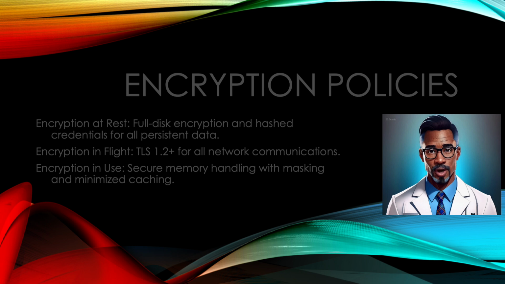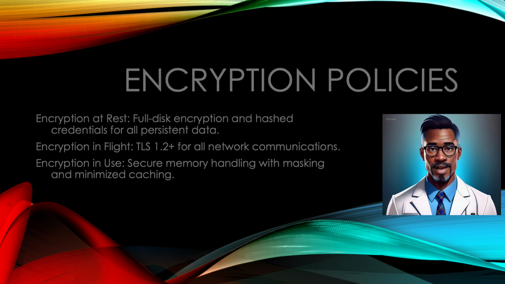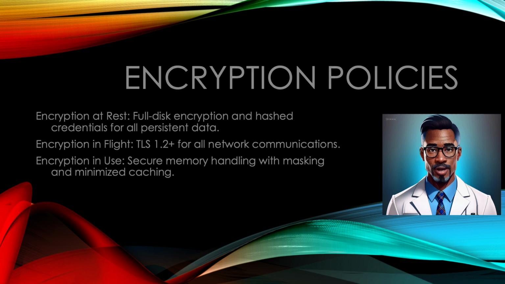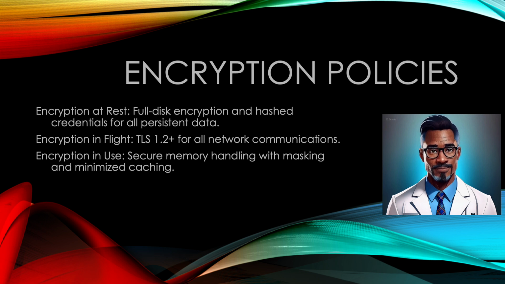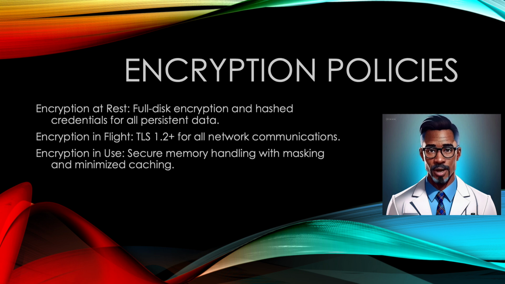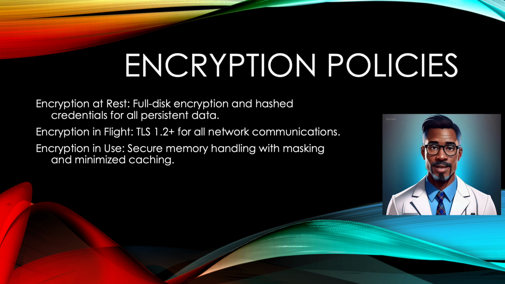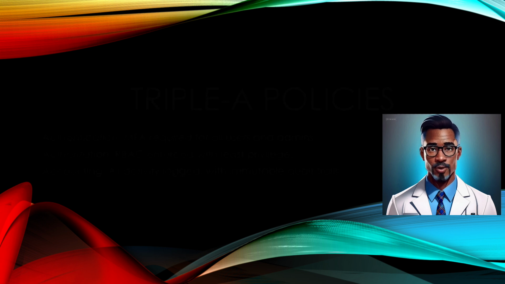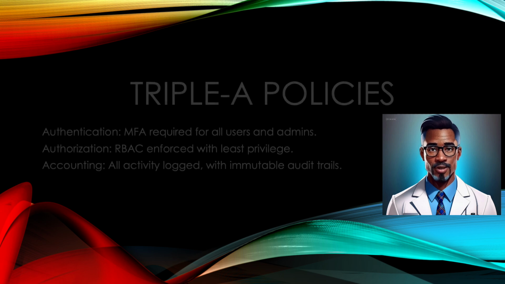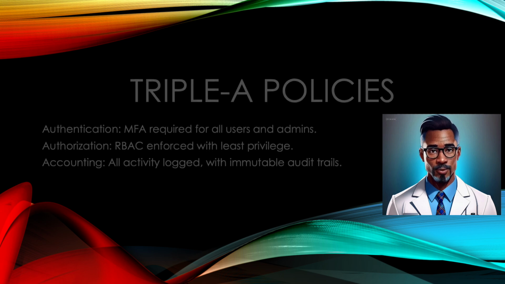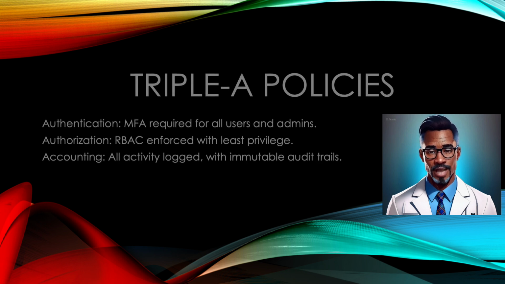Slide number 12, Encryption Policies. We encrypt data at rest with full disk encryption, in transit using TLS 1.2+, and in use by limiting memory exposure and securely handling sensitive values. For example, our encryption policies are threefold. We encrypt sensitive data at rest using full disk and database level encryption. We use TLS to encrypt data in transit, and we mask or encrypt sensitive data in memory to reduce exposure while it's being used. This ensures that user data remains protected no matter how it's accessed or processed.